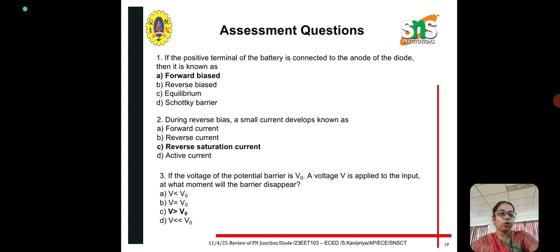And in the case of a diode, the depletion region between the P and N-type material will completely vanish when the supply voltage is greater than the barrier potential. V is greater than V0.